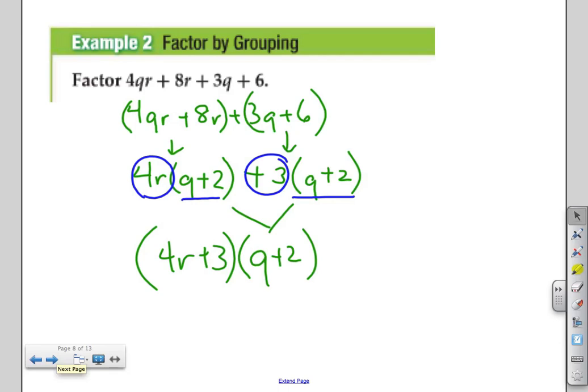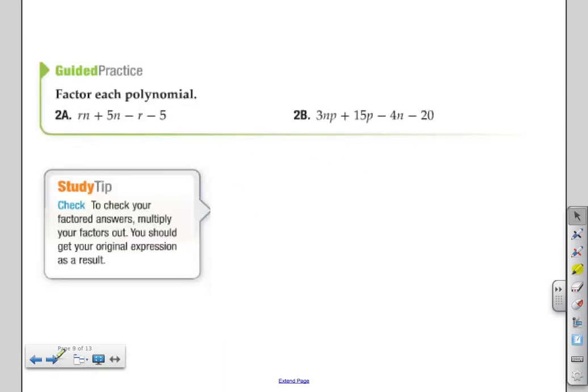All right, let's see how we're doing here. There you go. There's your guided practice. Here, there are 2 more to try to factor. Group them. We have rn plus 5n and negative r minus 5. So let's see if you can group these and figure this out. That's the study tip we just talked about. If you want to check your answers, once you get an answer, use the distributive property and see if you come up with your original.